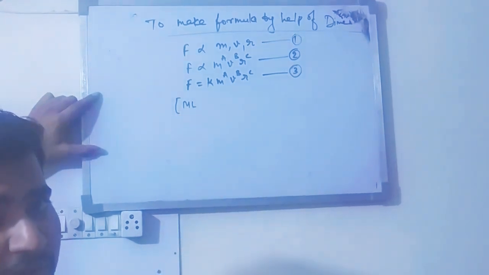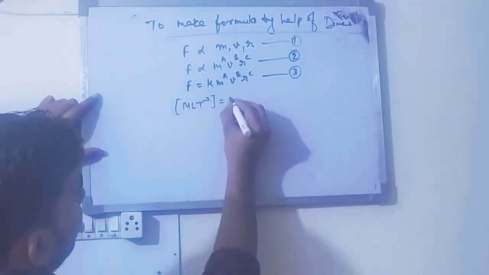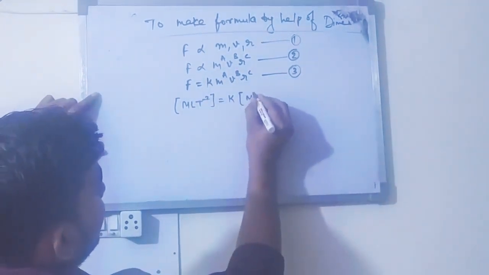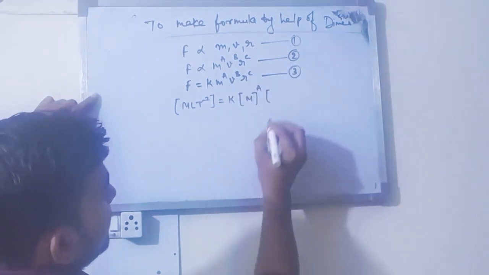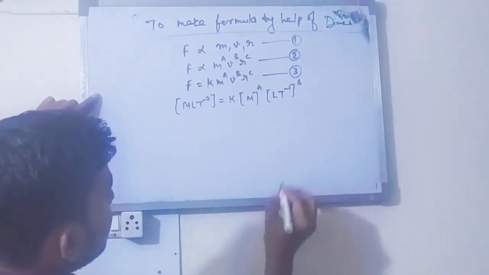F is equal to ma. From there you can get the dimension of force, MLT to the power minus 2. For the constant there is no dimension. Mass has the capital M dimension, and the power is what? A. Similarly, V is velocity. The dimension of velocity is LT to the power minus 1, and the power is B.